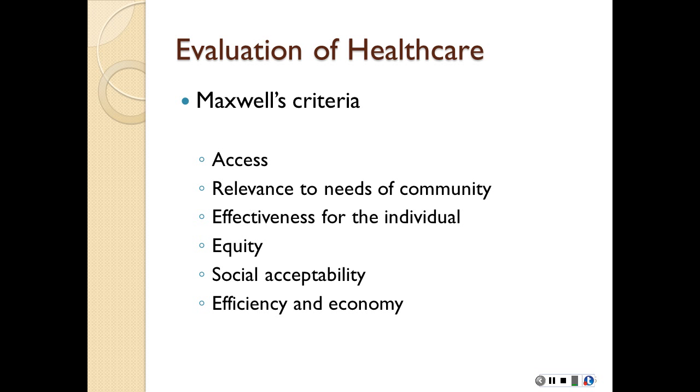The effectiveness for individual patients is really, is your service providing the intended benefit to those individual people? Equity, we're talking about equal access to service for people with similar degrees of illness. So equity doesn't mean that everybody gets the same thing. It means everybody gets what they need. And those are very different kinds of concepts. Social acceptability is really, do people deem whatever treatment that you're offering to be acceptable within the context of their culture? And then efficiency and economy, we already talked about. Is it efficient? Is it economically viable?